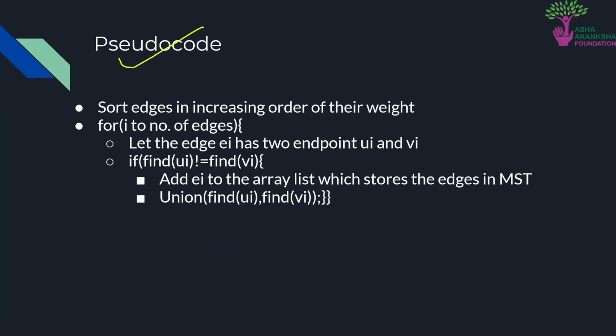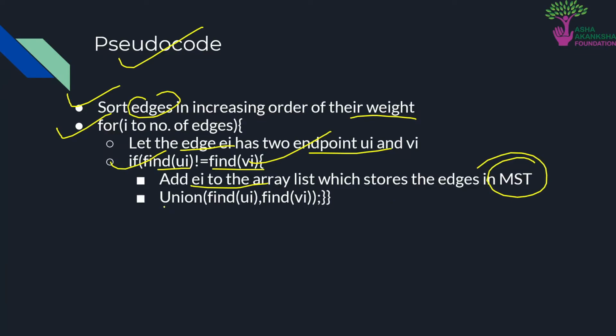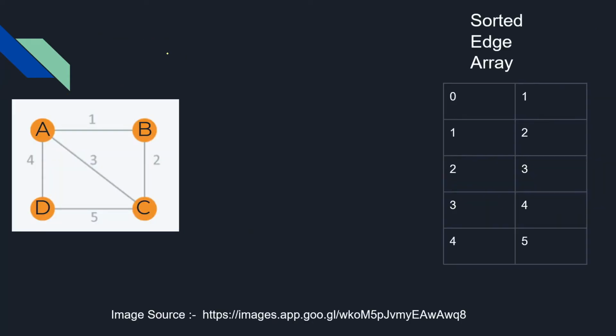So now let us see the pseudocode of it. First we have to sort the edges in increasing order of their weight and obtain an array. We run a for loop to iterate through that array. Let the edge ei be the edge we have got from the array, which has two endpoints ui and vi. First we have to see if the labels are the same or not. If they are not the same, we add ei to the array list which stores the edges in the MST, and then perform the union function on the labels of ui and vi and do the necessary as told in the previous slides. Now that you have understood the pseudocode, let us see its working using this graph.